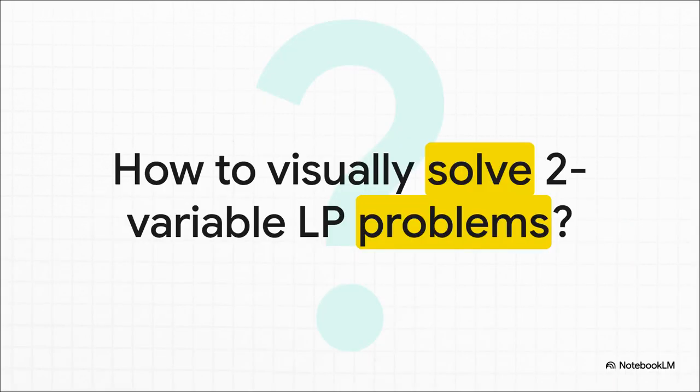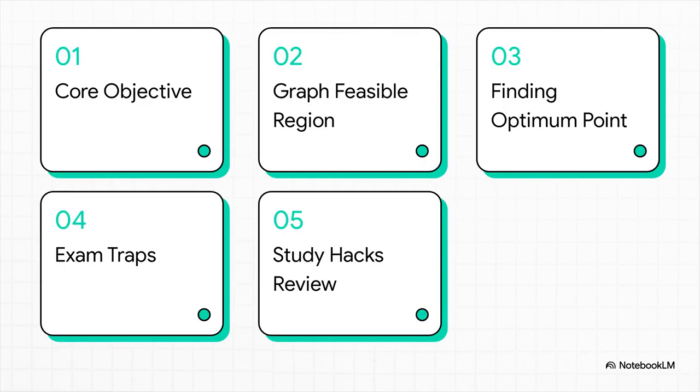So, here is the ultimate question we need to crack today. How do you visually solve a 2-variable linear programming problem without getting totally trapped by the examiner's tricks? I really want you to actively keep this in the back of your mind as we go. We aren't just punching numbers into a calculator here. We are visually mapping out a battlefield to find the absolute most profitable or cost-effective coordinate, all while dodging hidden landmines.